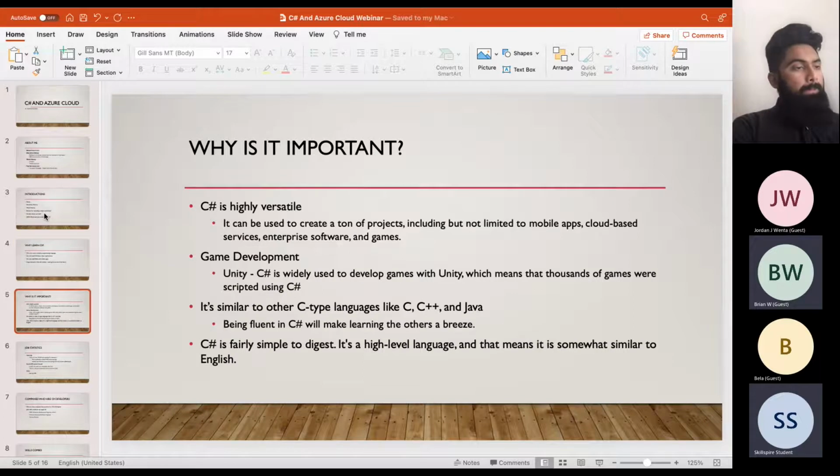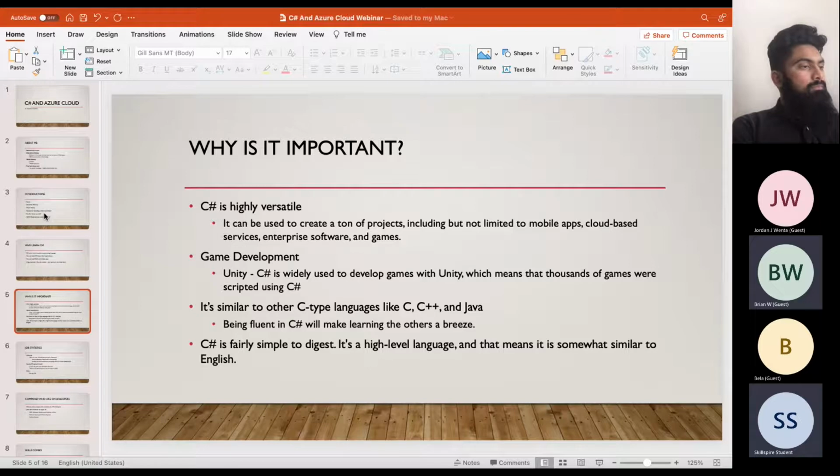So why is it important? Like I said, it's highly versatile. So you can use C# to create a ton of projects. A lot of cloud-based services and enterprise software is made up of C#. And that's kind of where tech is at right now. Everyone's getting into the cloud. Everyone's getting into Azure. So right now it's just really in demand.